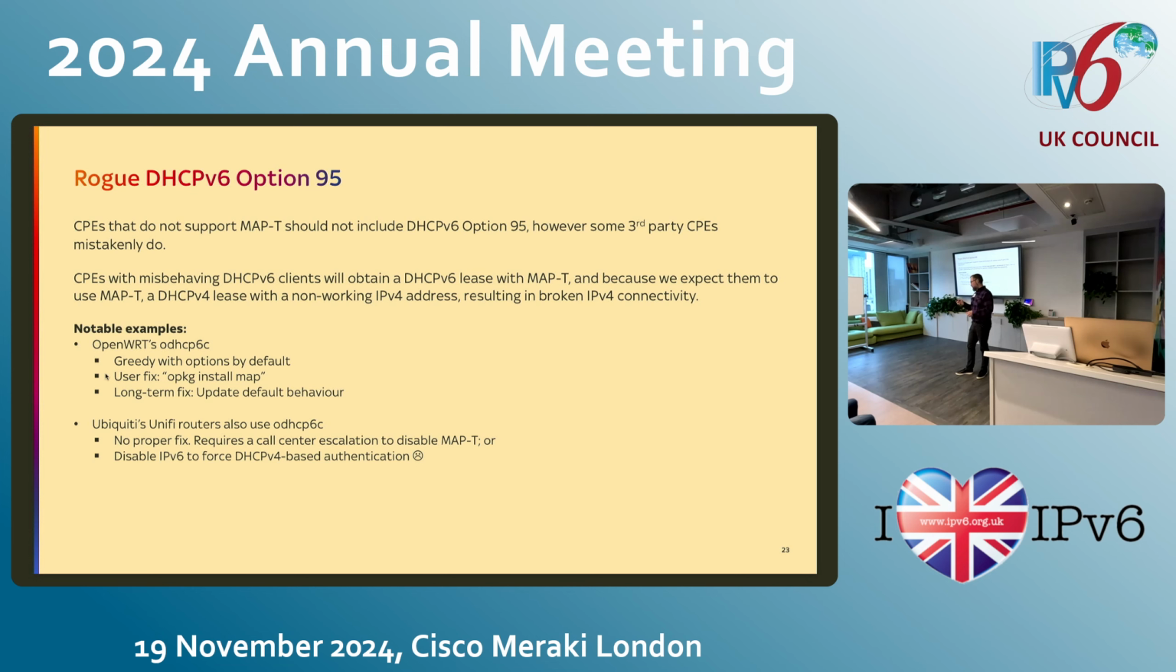default behavior of it. Ubiquiti's UniFi is another prolific device out there, and it also uses the same DHCP-v6 client. However, it doesn't support MAP-T. If we fix the default behavior in OpenWRT upstream, hopefully they'll inherit that fix at some point. But at the moment, the only real fix a user can do is disable IPv6 to force DHCP-v4 authentication. Or you can reach out to me or escalate via the call center to disable MAP-T if you want.